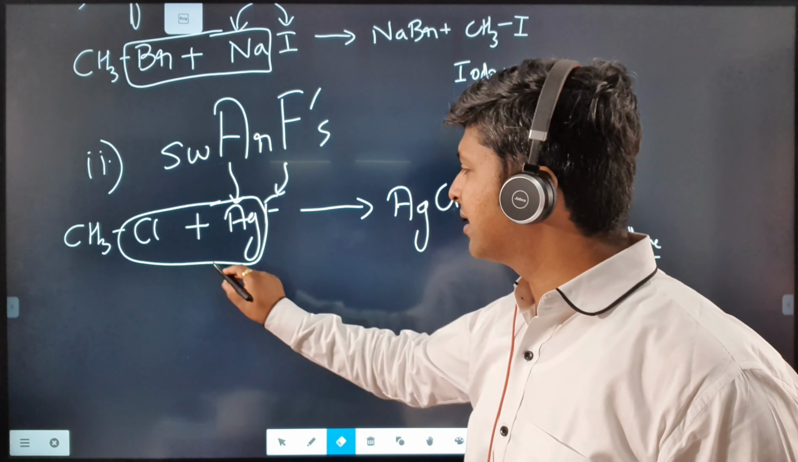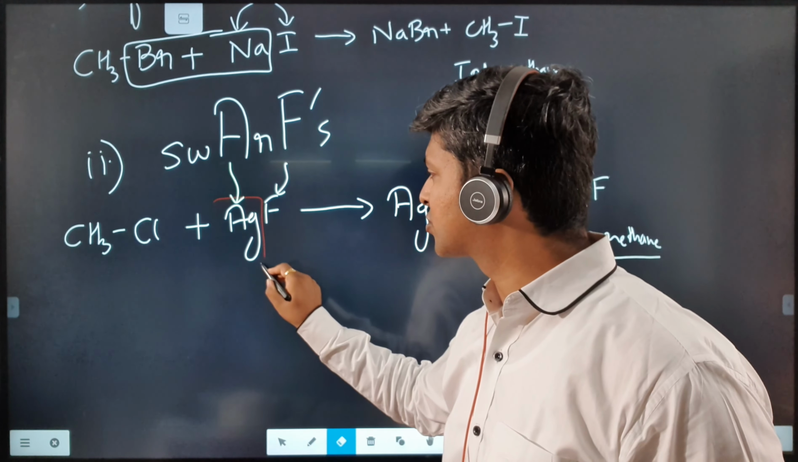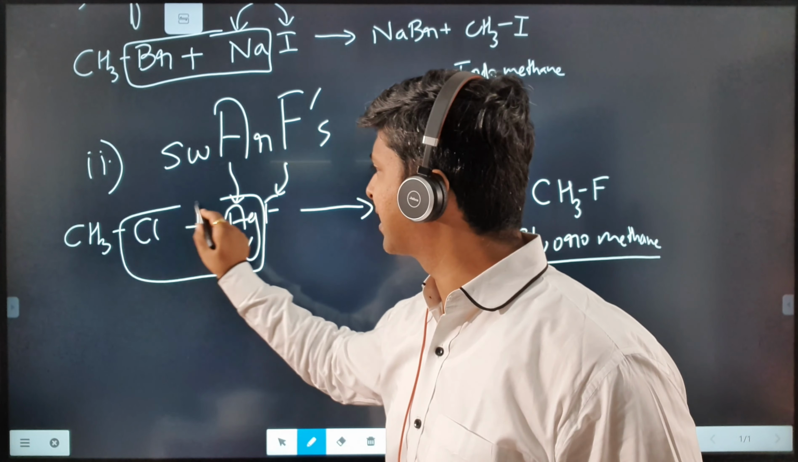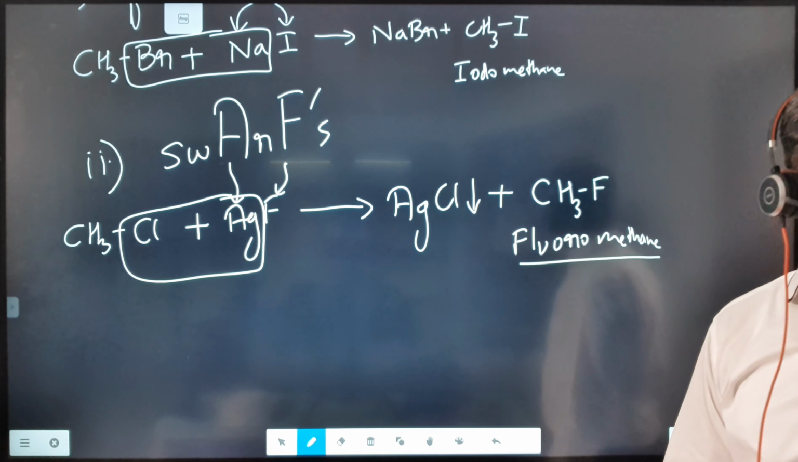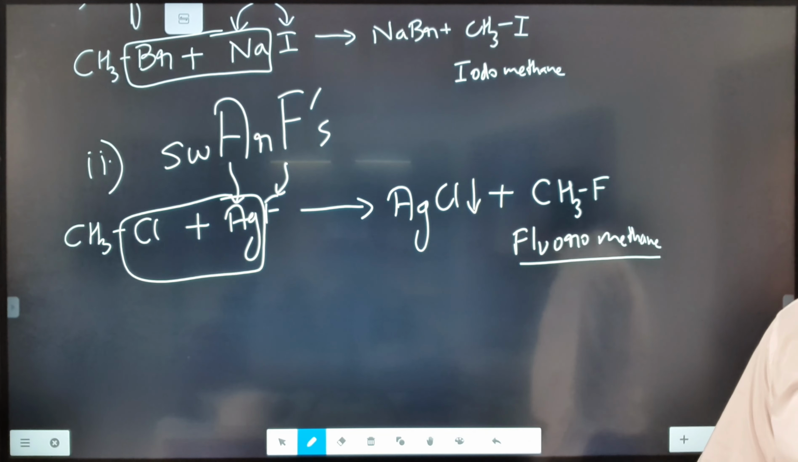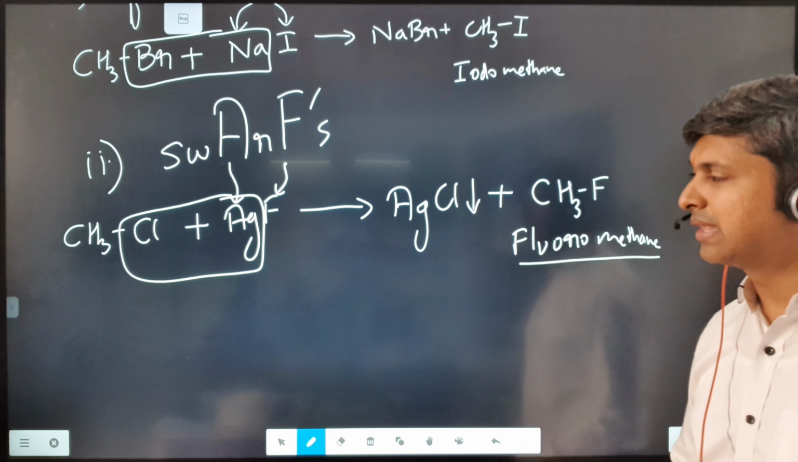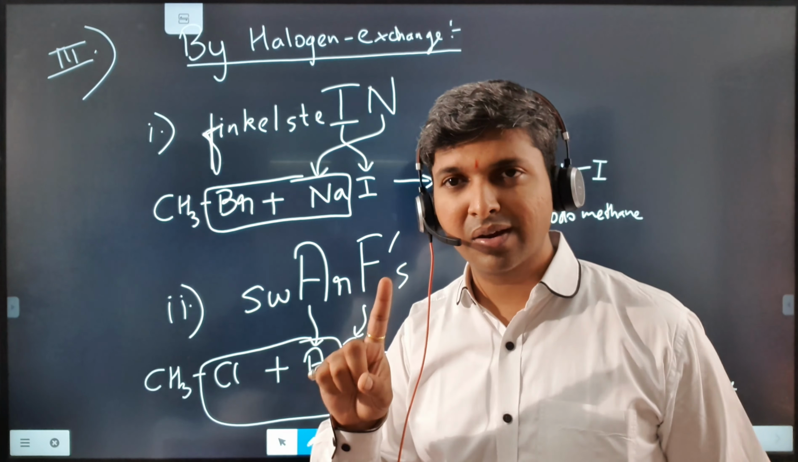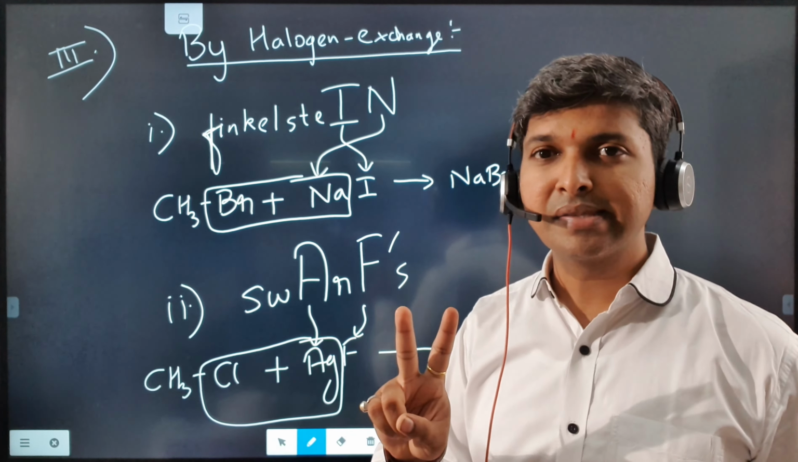What does it indicate? It indicates that it is the first reaction in which we are preparing a fluoroalkane. Before this, we have never got a fluoroalkane. This is the first instance where we have got a fluoroalkane. And what is the name of the fluoroalkane? Fluoromethane is the name. So we have completed the first one from alcohols, second one from alkenes, and third one by halogen exchange.